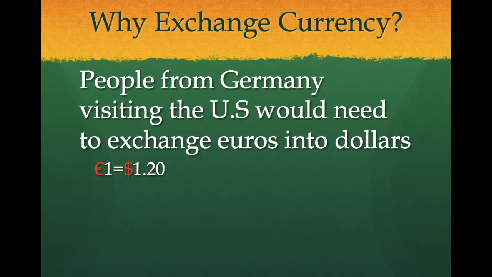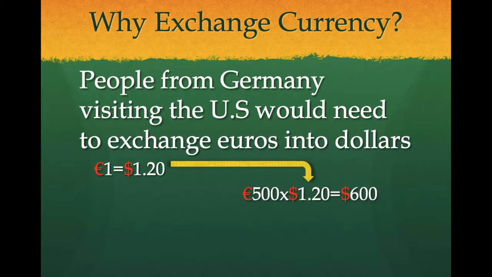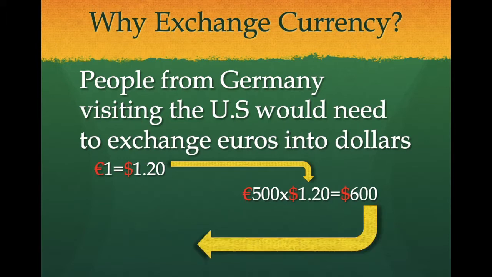Okay, so for example, we stay with the same exchange rate. 1 euro equals $1.20. And then Germans come through and they have 500 euros and they want to exchange into US dollars. So since the exchange rate is $1.20 per 1 euro, you simply do the math and Germans will get $600 when they exchange 500 euros with this exchange rate. Okay, so with this exchange rate, 500 euros equals $600.